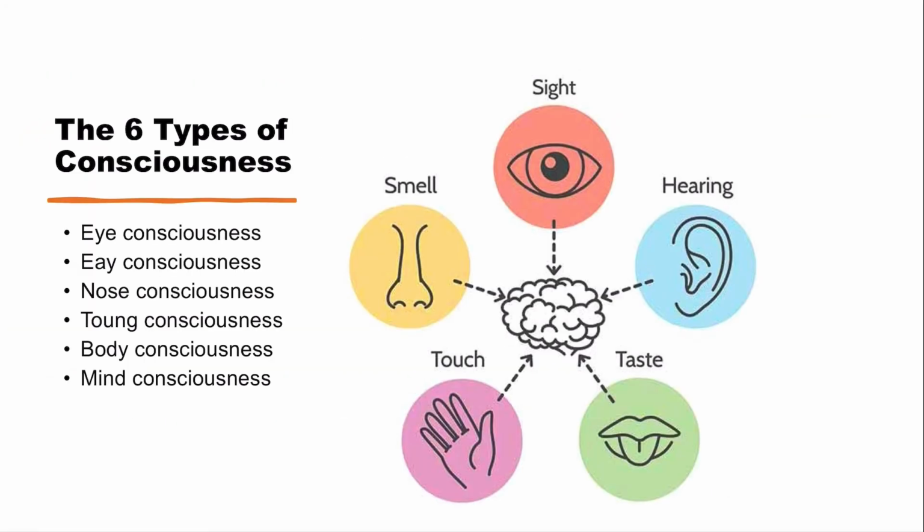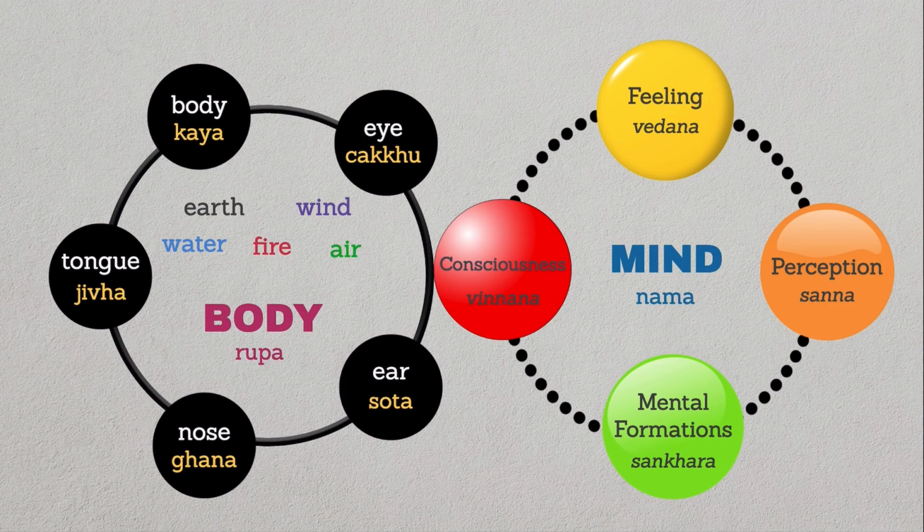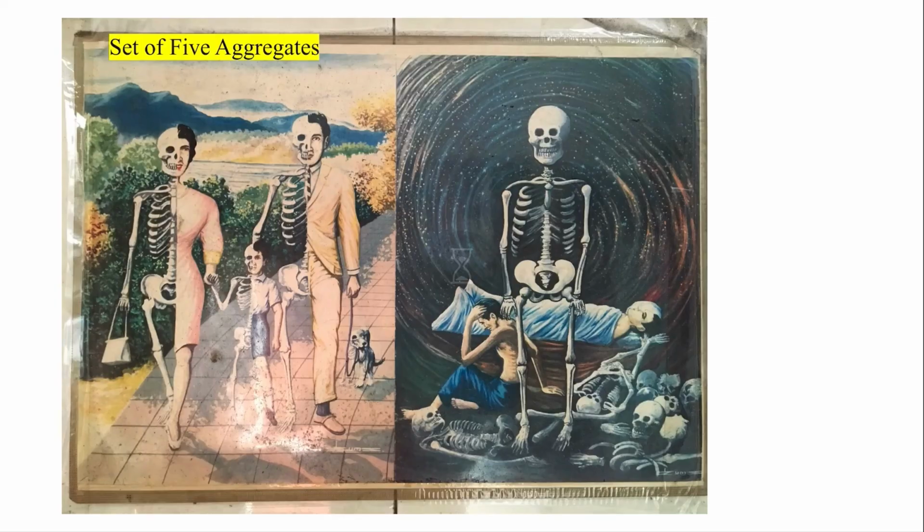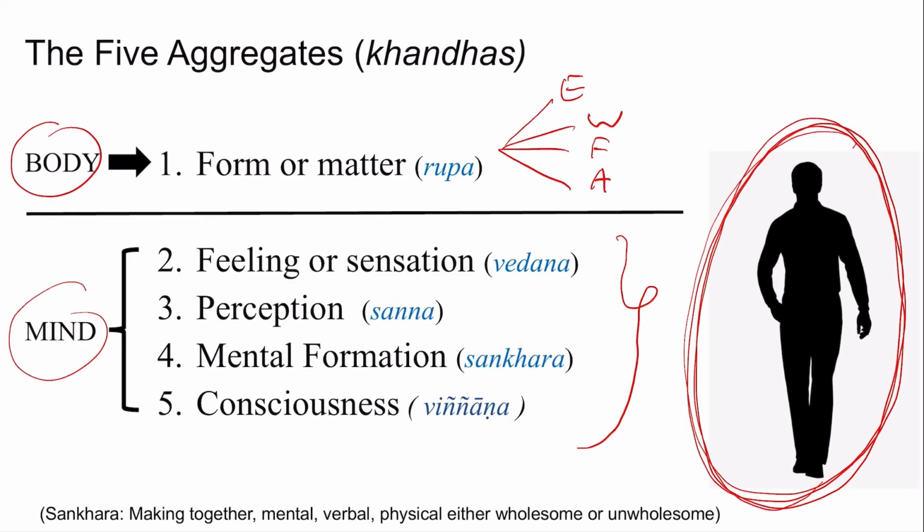Okay, so I think maybe we can stop for now. We come back to this idea of the five aggregates next session. This is too much information. Any thought, suggestion, comment?